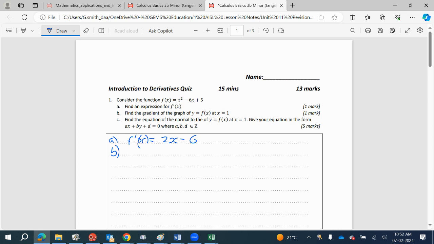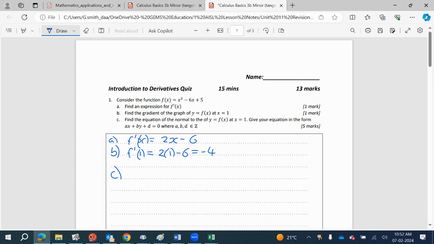B, we need to find the gradient of the tangent at x equals 1. So into the derivative is important. So we put this into the derivative. Most of you managed this one. Then things go badly wrong from this point onwards. There's some knowledge in bits and pieces.